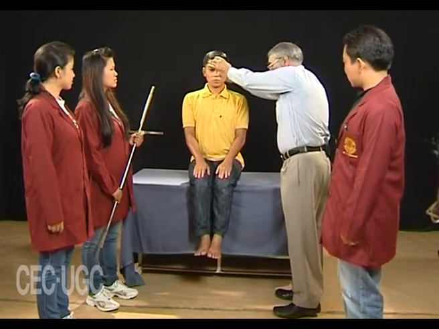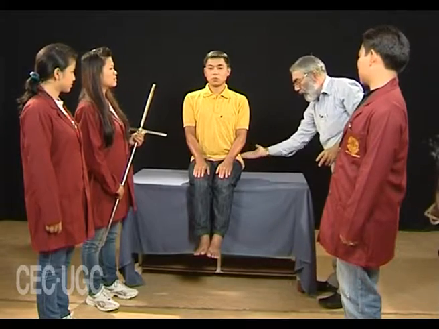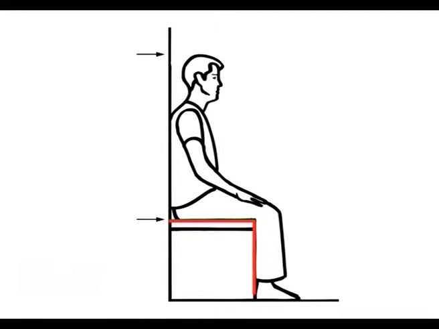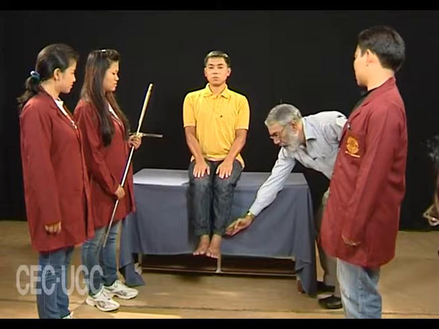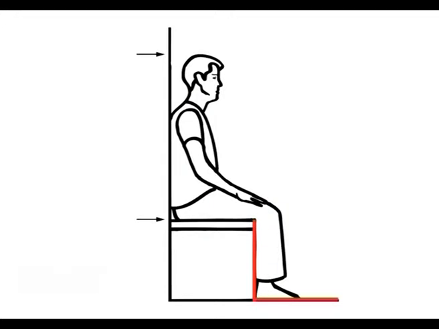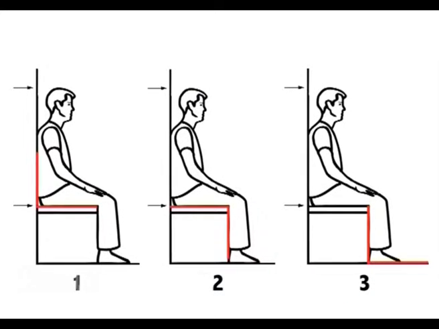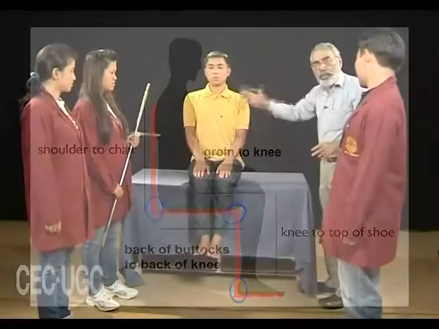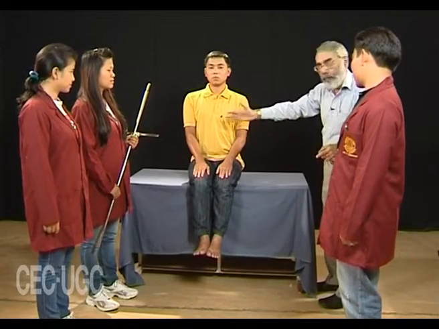And this is how we make the person sit in such a way that his body makes a right angle with the thighs, the thighs make a right angle with the lower leg, and the lower leg makes a right angle with the feet. So this one right angle here, another right angle here, another right angle here. So that is the standard position of a subject.